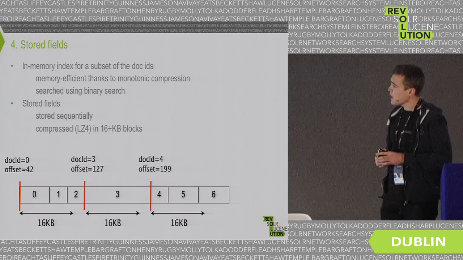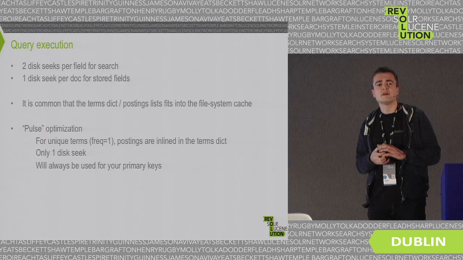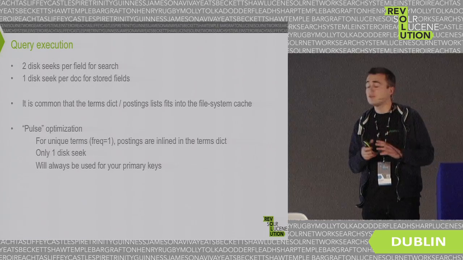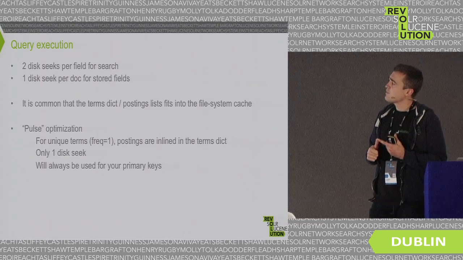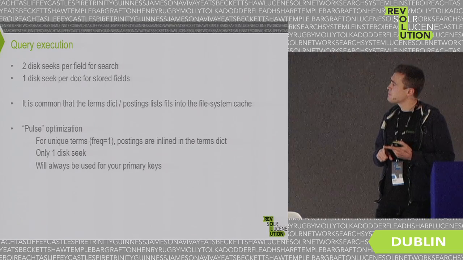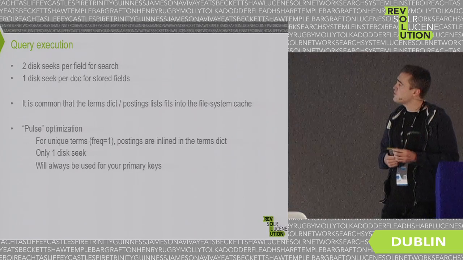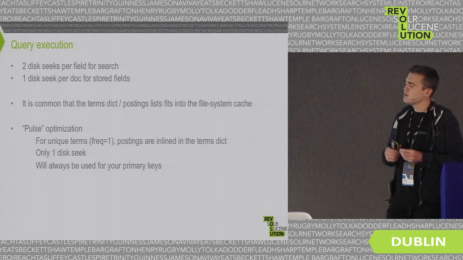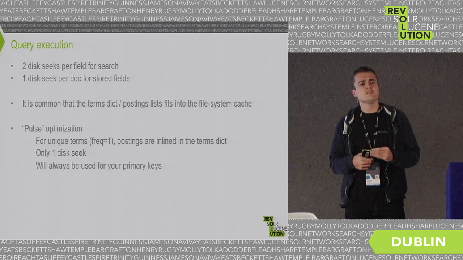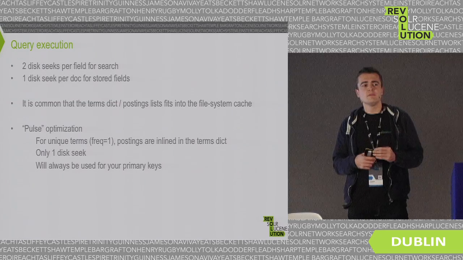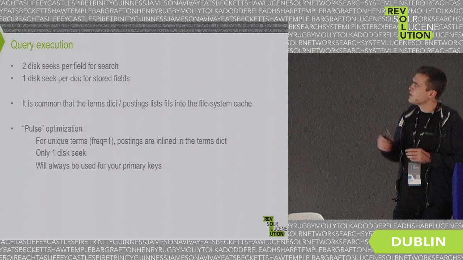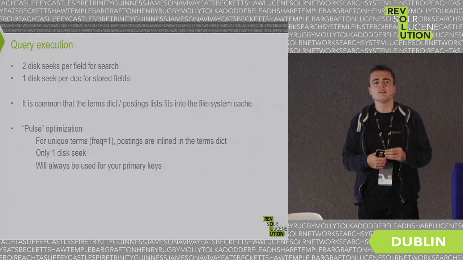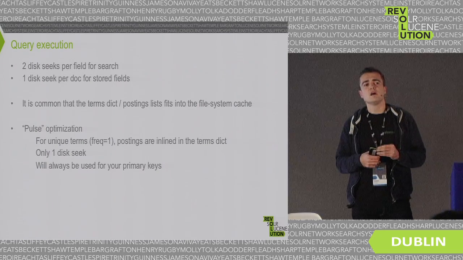So, as a conclusion of the query execution we just ran in order to search for Lucene in our index, we had to do 2 disk seeks per field for search, and only 1 disk seek per document for stored fields. So this is how search in a Lucene index works. This may look like a very high number of disk seeks, but most of the time you won't see actual disk seeks happening, because it's very common that the terms dictionary and the posting list are small enough to fit into your file system cache.